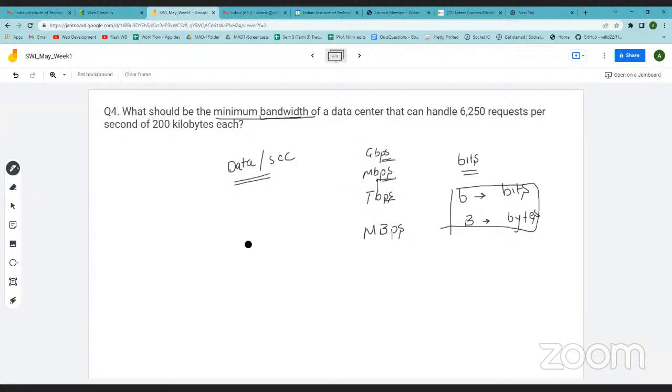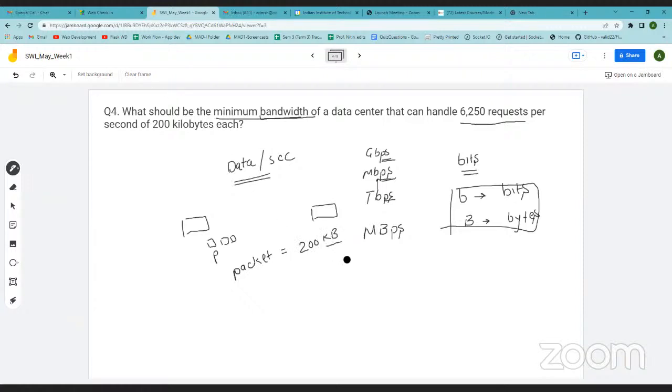So what does it say? The 6250 requests are being handled. Let's say there is the client, and this is the data center, and all our requests are going in the form of packets. These are small packets of data. Now with the question, what does it say? It is 200 kilobytes each, right? So each packet is 200 kilobyte size.